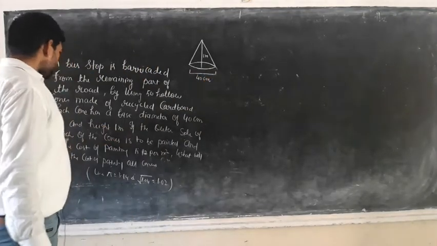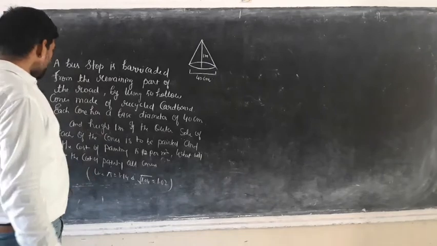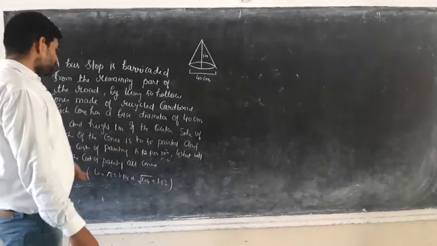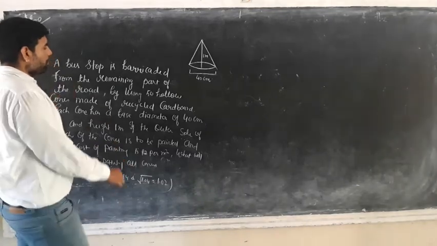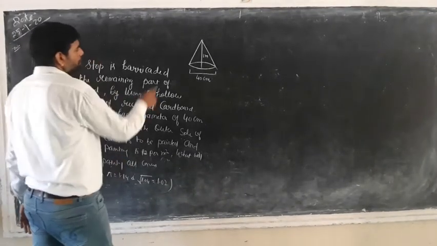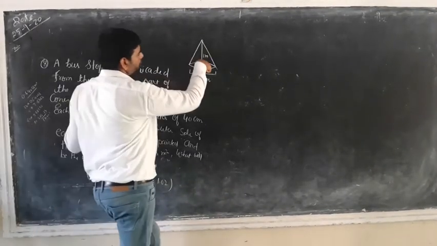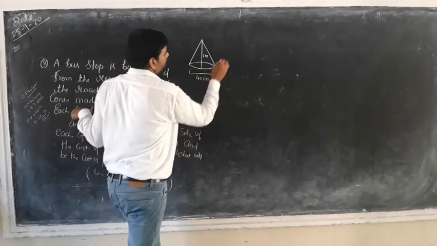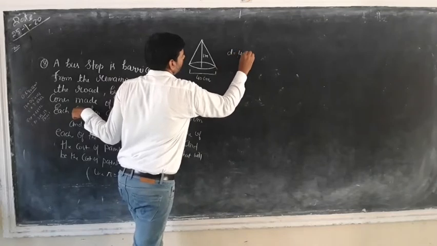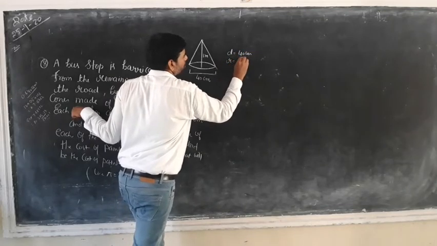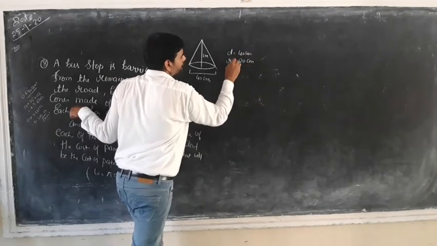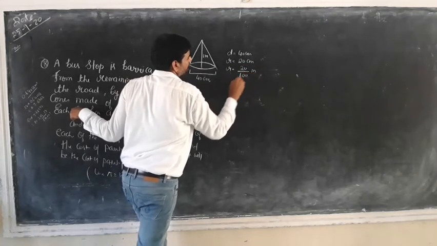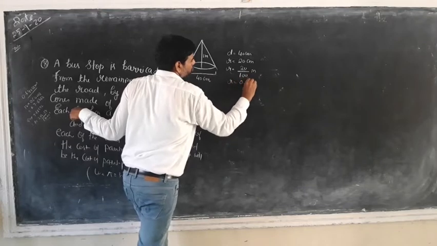If the outer side of each cone is to be painted and the cost of painting is rupees 12 per meter square, what will be the cost of painting all cones? How many cones? 50 hollow cones. The shape of one cone: the height is 1 meter and the diameter is 40 centimeter. So diameter is equal to 40 centimeter, therefore radius is equal to 20 centimeter. Radius converted to meter is 20 upon 100 meter, equal to 0.2 meter.